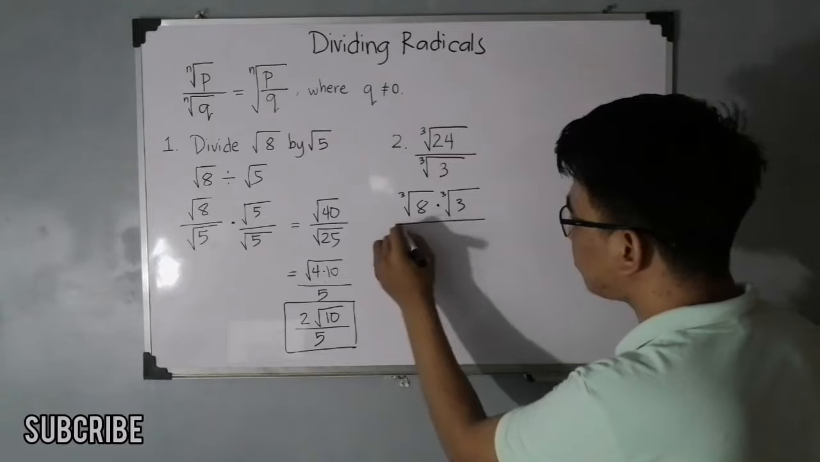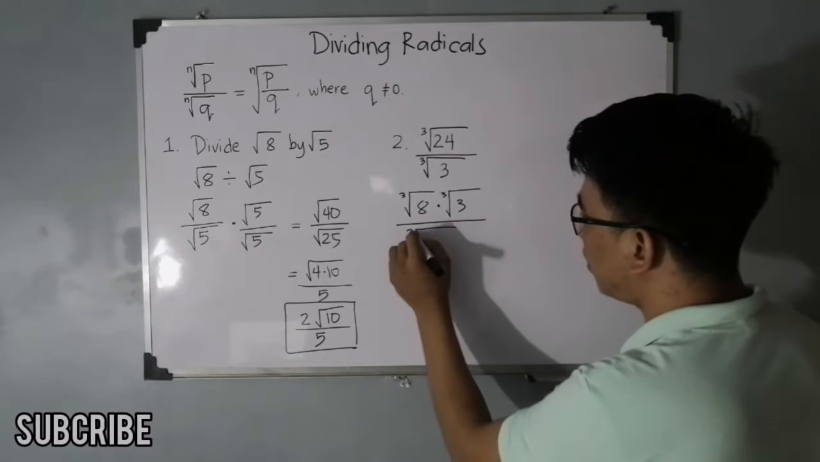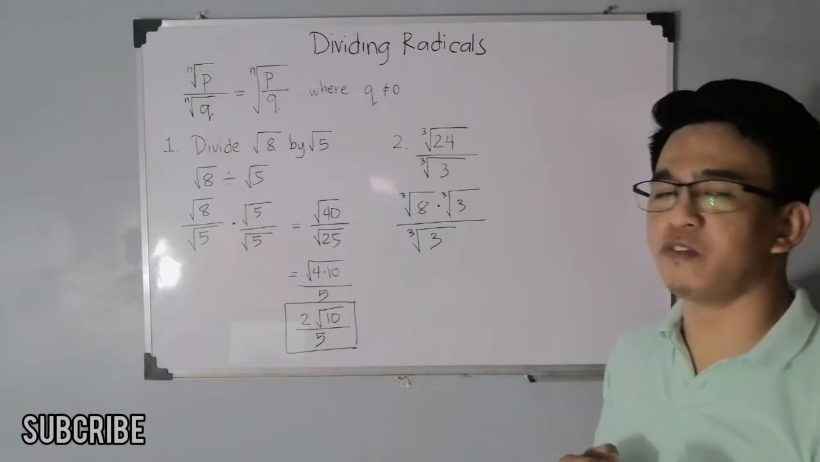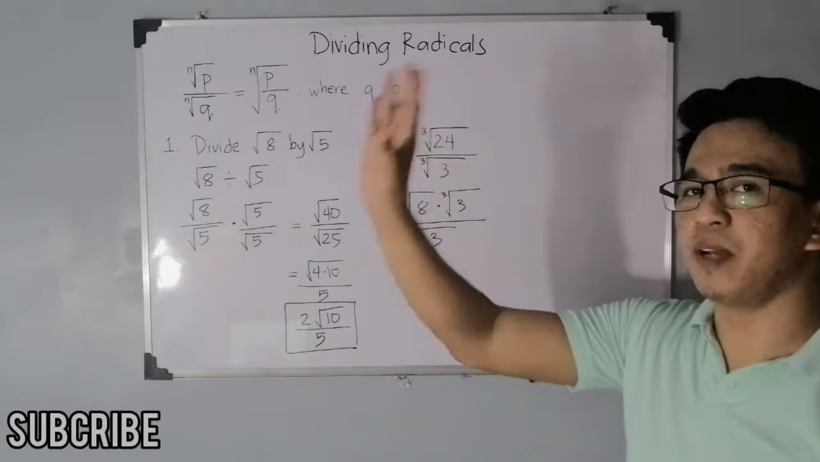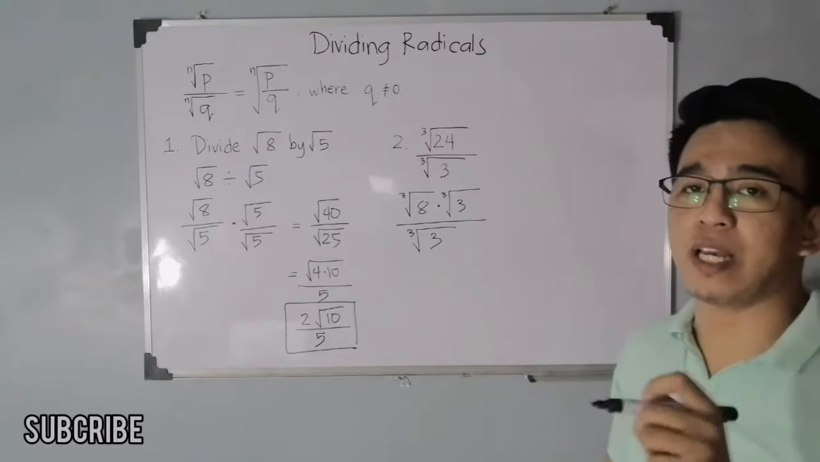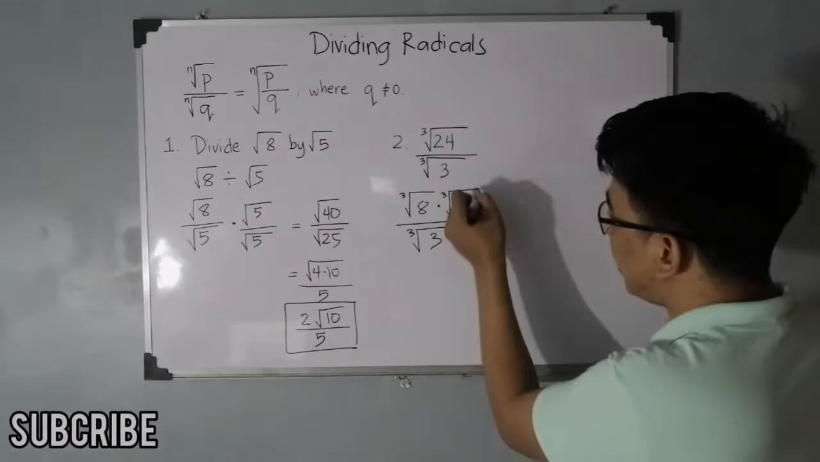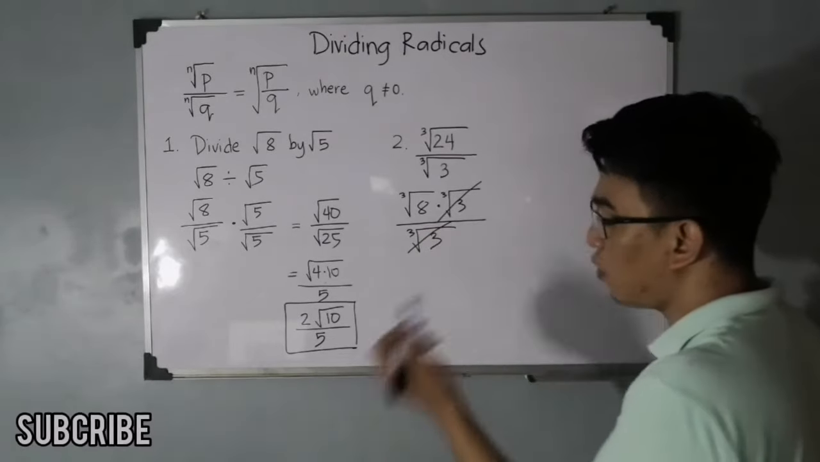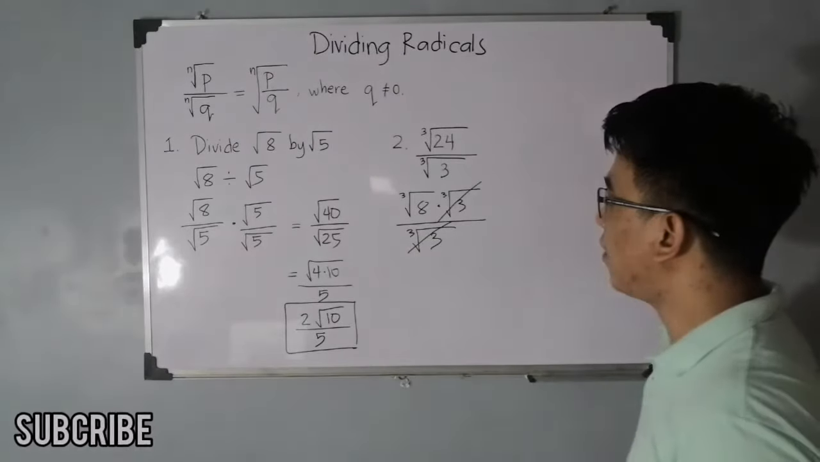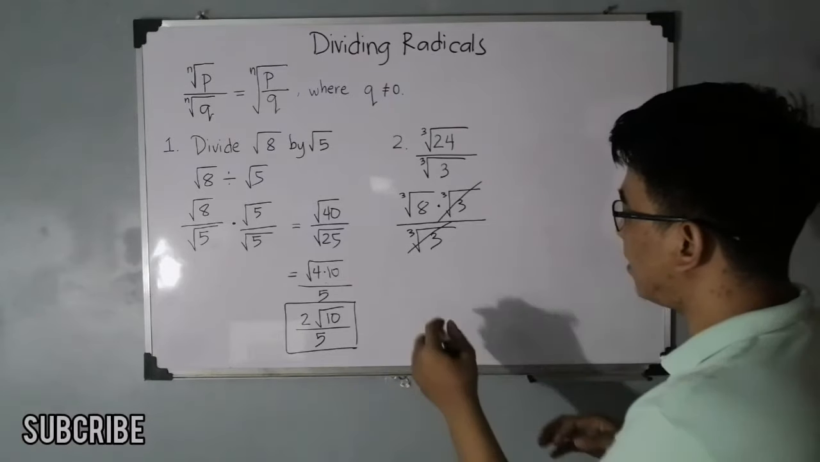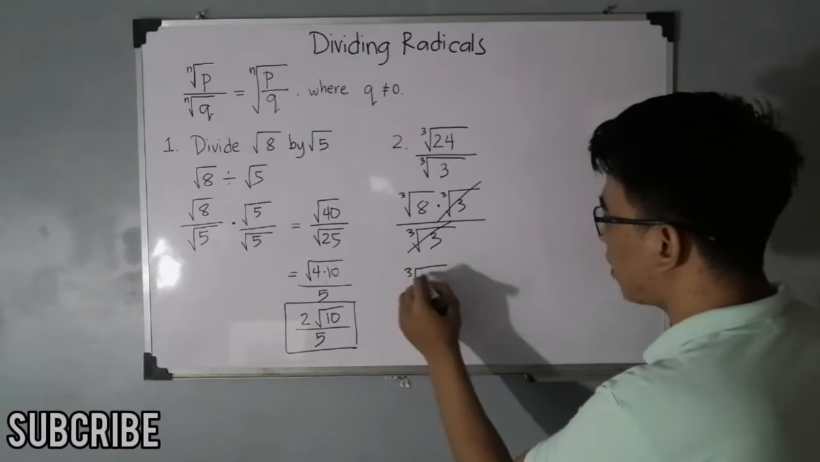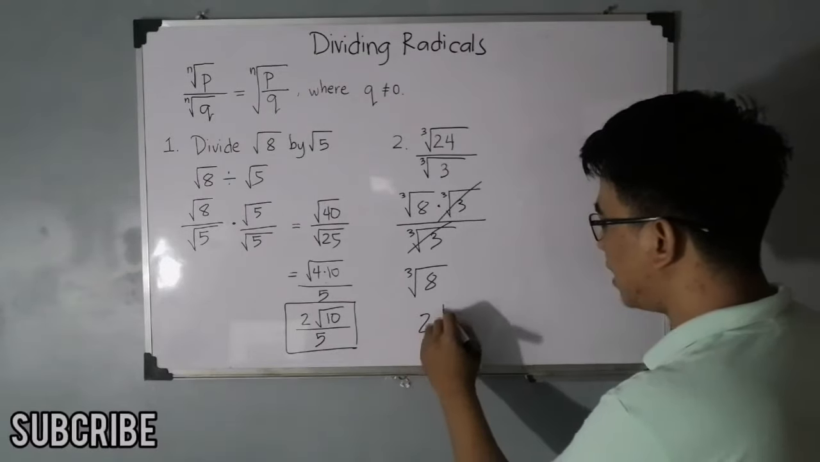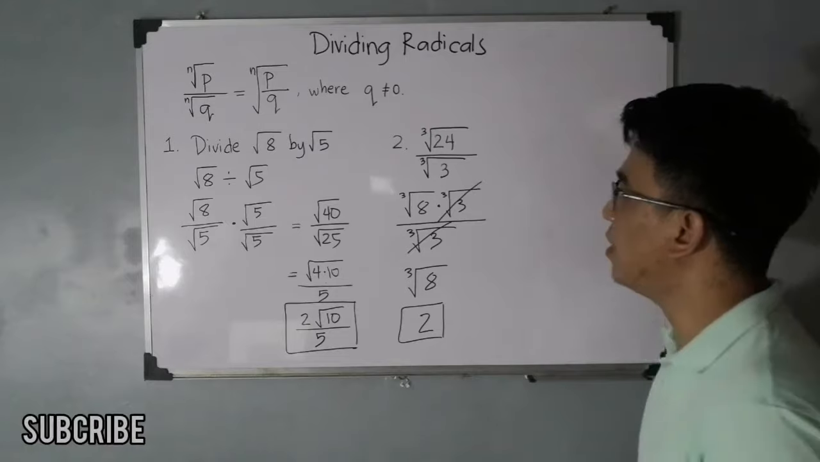So, over the cube root of 3. Now, ang alam natin, di ba, when it comes to fraction, kapag parehas ng numerator and denominator, we can eliminate them or we can cancel them out. So, we can cancel out the cube root of 3 and the cube root of 3 in your denominator. And the remaining radical is simply the cube root of 8. And we know that the cube root of 8 is 2. This is the correct answer for item number 2.